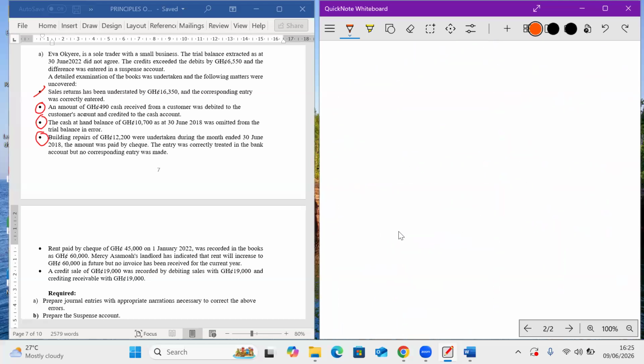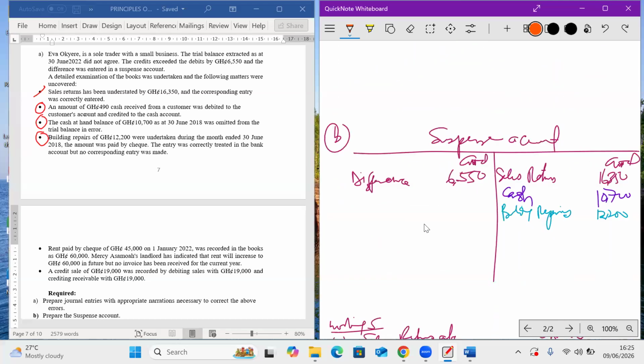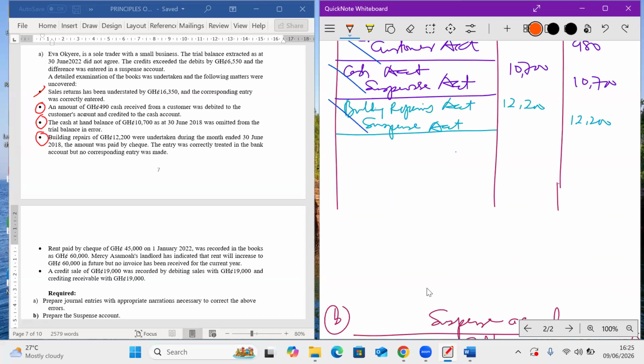We are not using journal. We are not using suspense. So we go here with bank accounts. How much was it? 15,000. Then what's the other account?